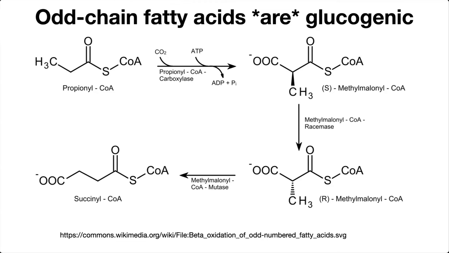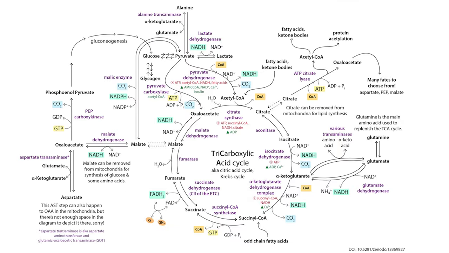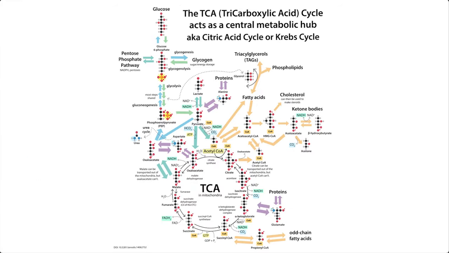So that's why these odd chain fatty acids are glucogenic, as opposed to just our even chain fatty acids, which when you cut them in half and half and half and half and half, you only end up with acetyl-CoA, which can't enter the pathway unless there's already oxaloacetate to join with. You lose two carbons per turn of the cycle, so we've got to put in more than two carbons if we want to take stuff out of the cycle.